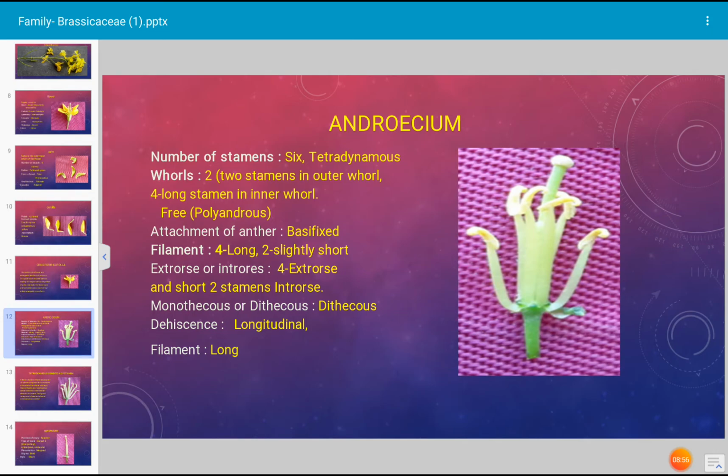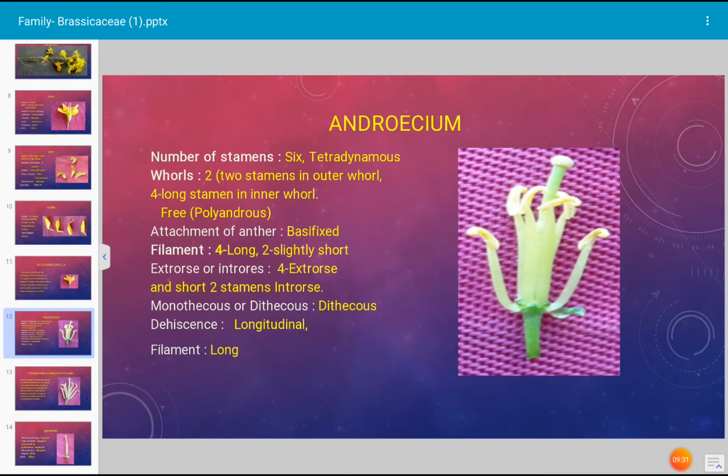Such arrangement of the stamens in 2 whorls, where the inner whorl consists of 4 stamens and the outer whorl consists of 2 stamens. The 4 stamens of the inner whorl are long in length, and the 2 stamens of the outer whorl are somewhat shorter. Such arrangement of the stamens in the androecium of mustard is described as tetradynamous condition.